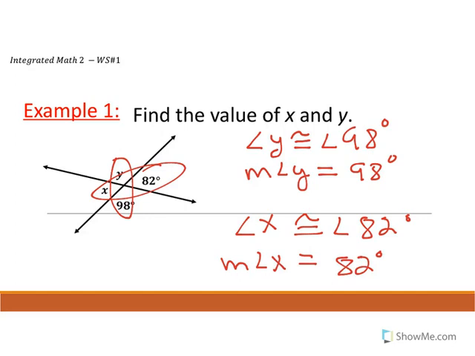One thing that I need you to be careful about is that we use this notation to mean that they are congruent, and we use this notation to mean that they are equal to. We use the m to indicate the measurement of the angle, and when we write the measurement of an angle, make sure that you also include the degree notation.